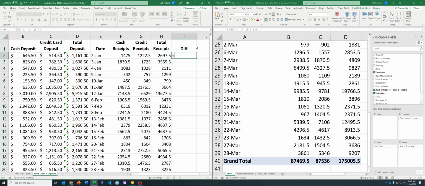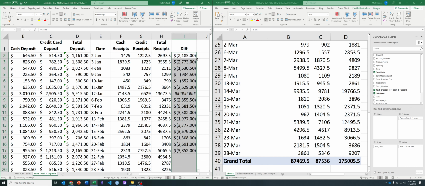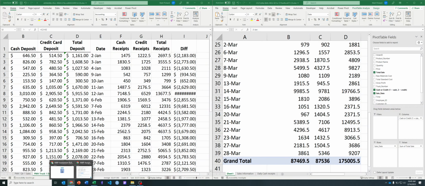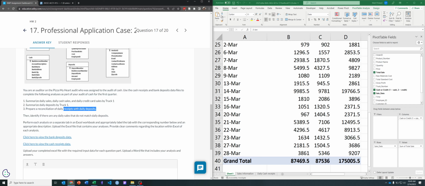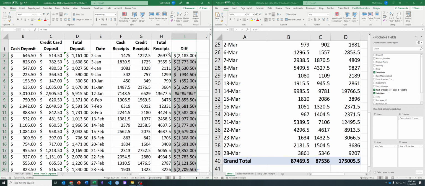However it works, if we do it this way and we subtract our cash receipts, then if there's a negative amount, that means that we deposited less than we made that day, and that's a problem. But you can see here that that's a pretty big discrepancy. And so it leads me to believe they obviously weren't trying, even though the question implies it. Prepare a reconciliation of daily receipts with daily deposits. They don't tell us by truck 1 or whatever. So if we take the total daily receipts and daily deposits, there's a big discrepancy. And that's just too far off to believe that that's what they intended.